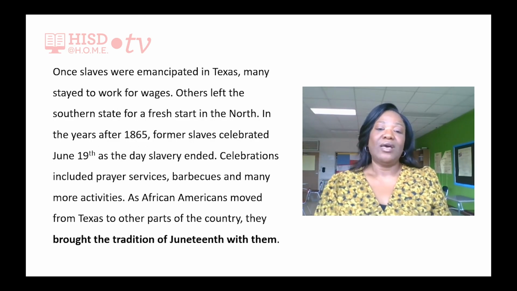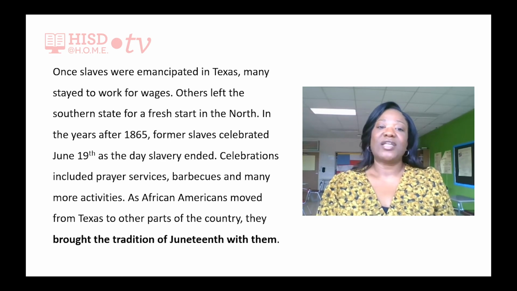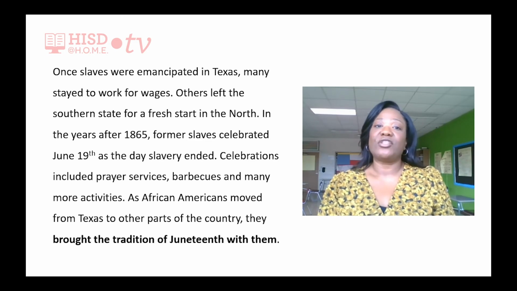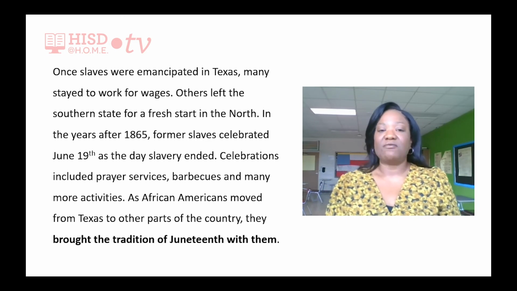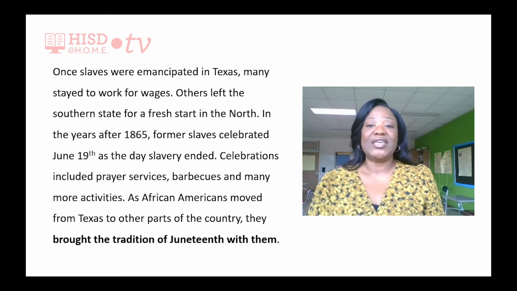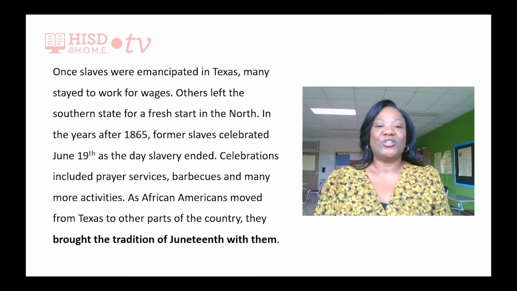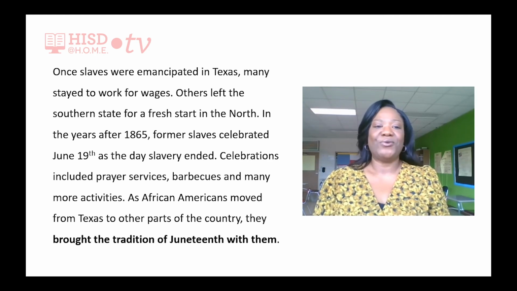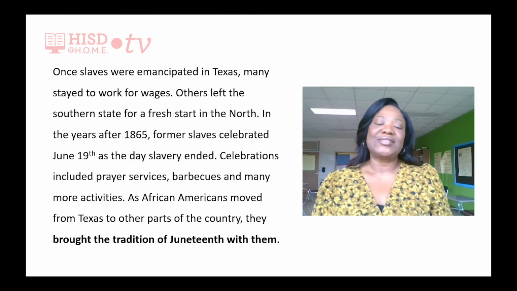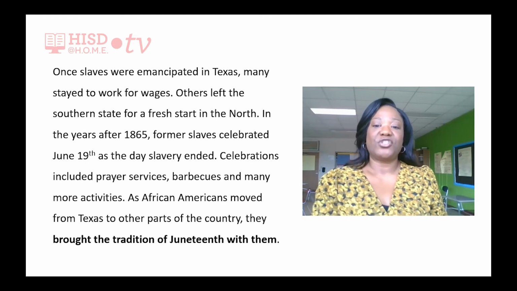Once slaves were emancipated in Texas, many stayed to work for wages. Others left the southern state for a fresh start in the north. In the years after 1865, former slaves celebrated June 19th as the day slavery ended. Celebrations included prayer services, barbecues, and many more activities. As African Americans moved from Texas to other parts of the country, they brought the tradition of Juneteenth with them.